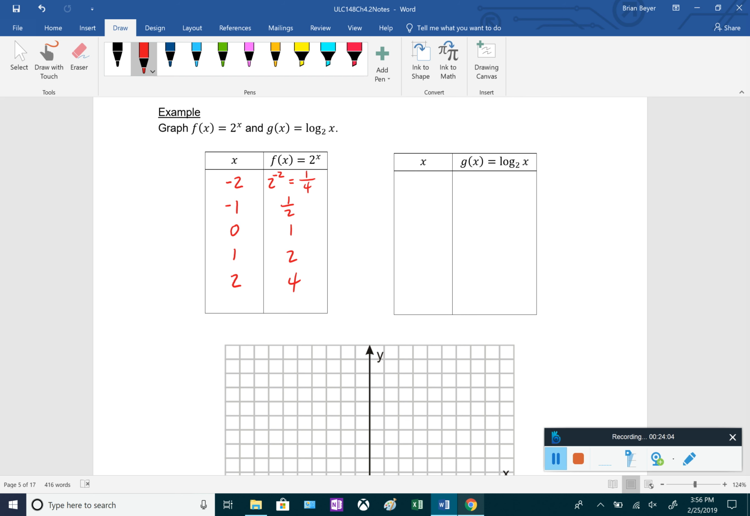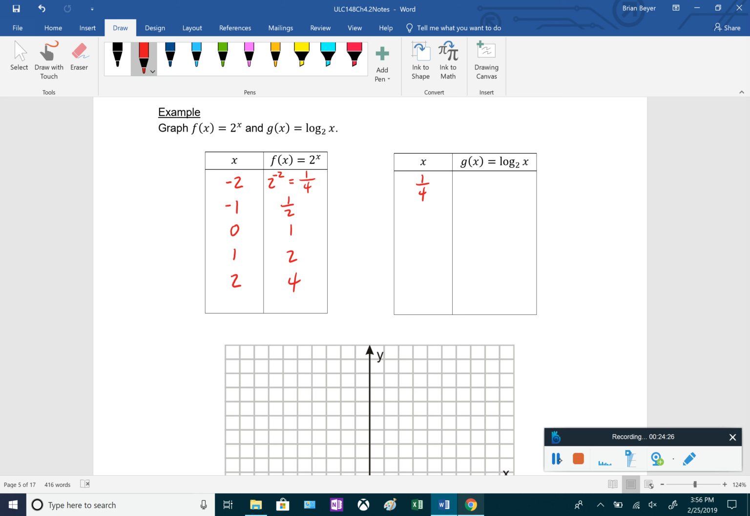Inverse functions, if the coordinate x comma y is a point for the function f of x, then its inverse function is going to contain the point y comma x. So what that means is you interchange the x and the y coordinates. So that's what I'm going to do for this. I'm going to interchange the x and the y's.